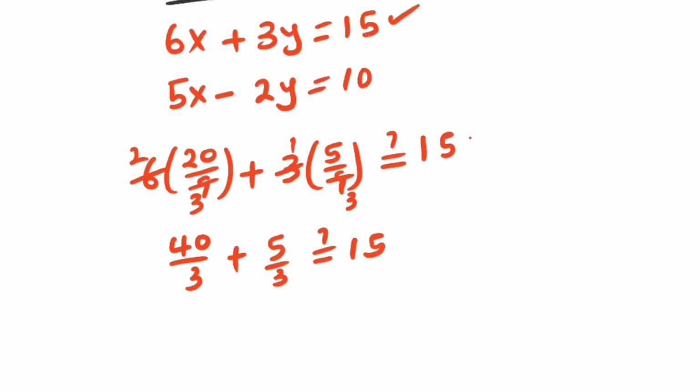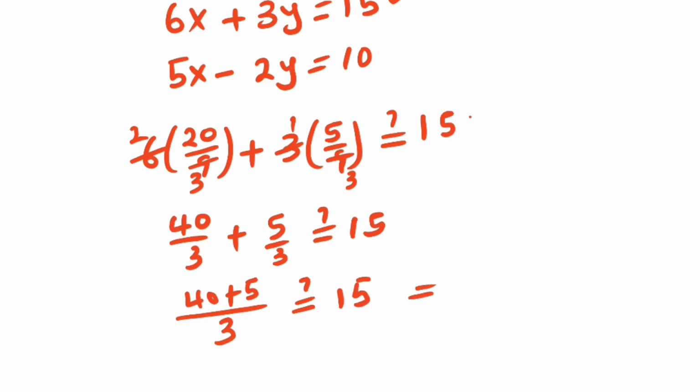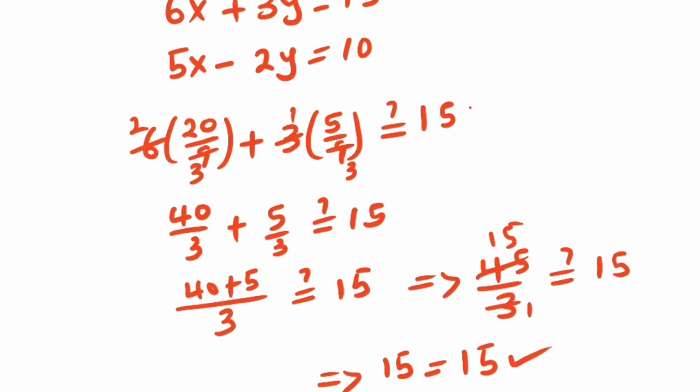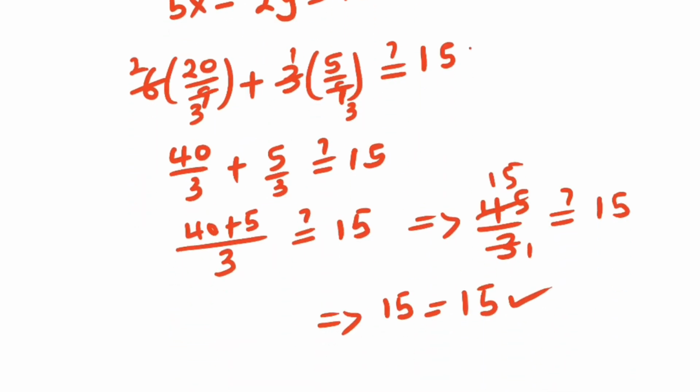Now, the LCM here is 3. This is 40 plus 5 over 3 must be equal to 15. This is 45 over 3 must be equal to 15. So 3 here 1, 3 here 15. Therefore, the left hand side 15 is equal to the right hand side 15, which is true. Now let us consider this as well.